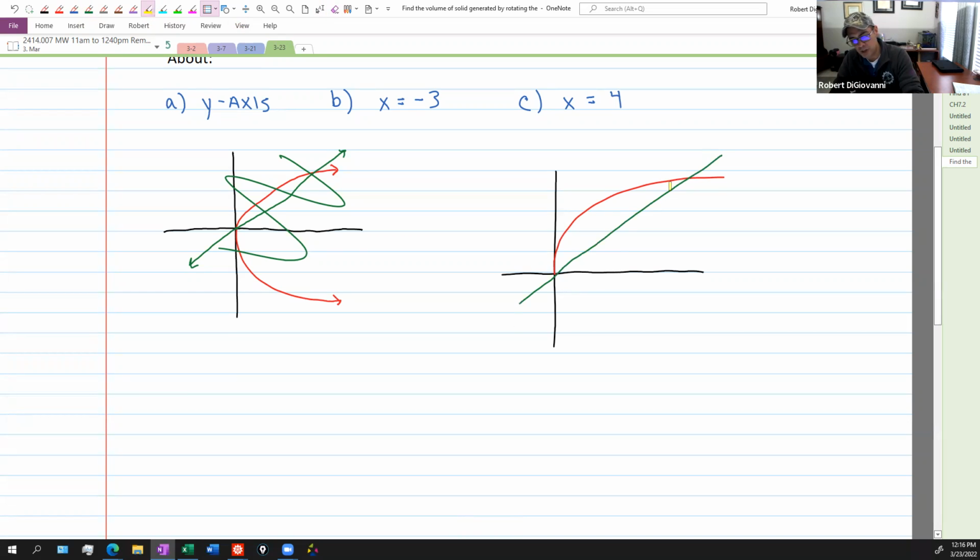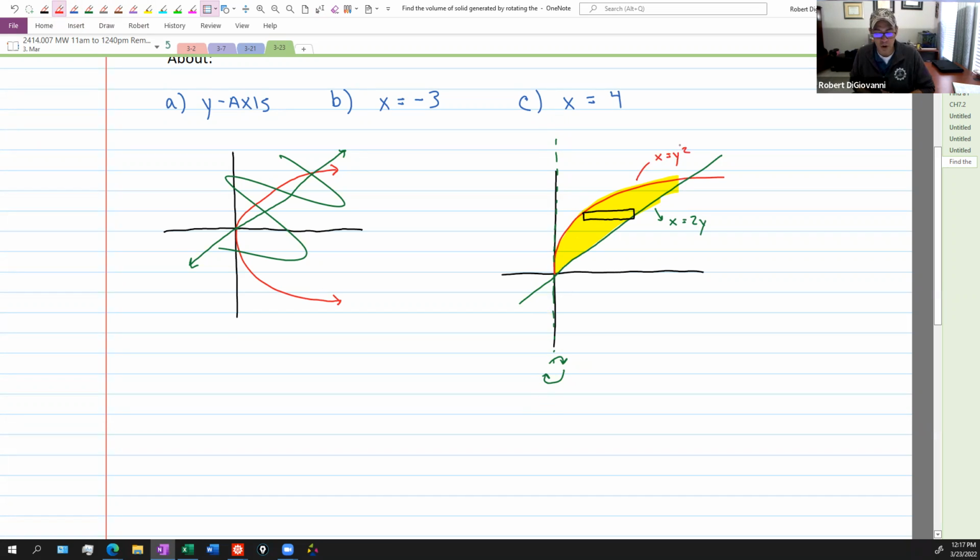I'm supposed to take this region and rotate this around, well, let's say part A, I want to go around the y-axis, which means my axis of rotation is here, right? Now, in order to use washers, my rectangle has to be orthogonal to this axis of rotation, which means that my rectangles have to go this way. Remember, the green line is x equals 2y, and the red one is x equals y squared.